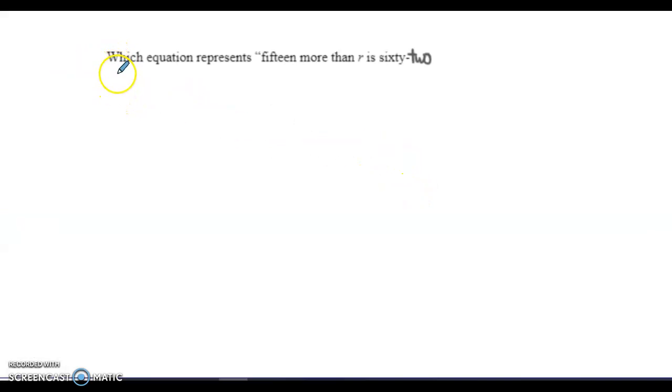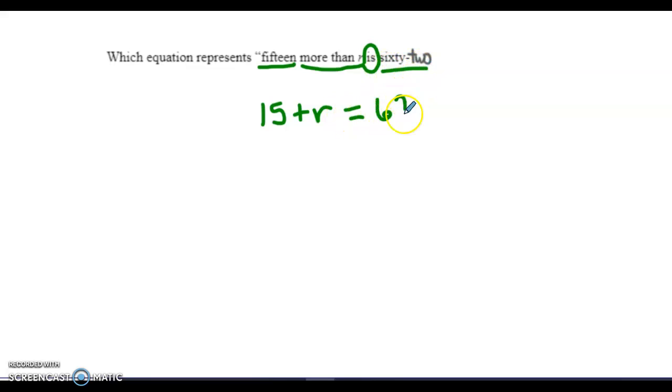So for the next question, it says, which equation represents 15 more than r is 62? So let's go ahead and write down what we know. We know 15, so I'm going to put that as a number, more than r. So we're going to take our letter r, and we want 15 more than that. That means we have to be adding to r. So 15 more than r. The word is in mathematics means equals, and then 62. So 15 more than r equals 62.